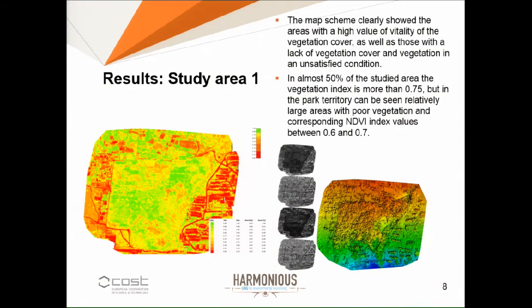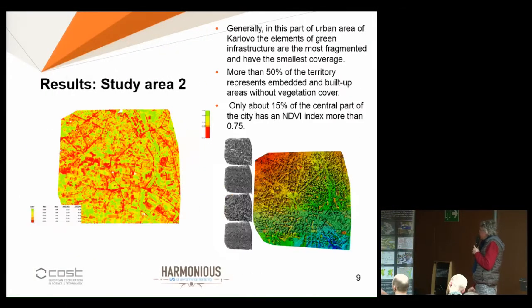You can clearly see on the map that the areas with high vegetation vitality, as well as those with a lack of vegetation, are also in satisfied or bad conditions. Almost 50% of the studied area of the vegetation has an index of more than 0.75. But you can also see these red spots, which are related to poor vegetation.